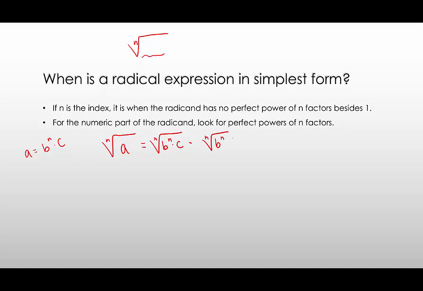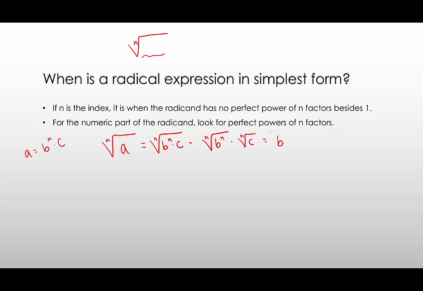At some point you get comfortable with these, and you can skip a few of these steps. I try to show them all, but when you get comfortable, start skipping by all means. And then the nth root of b to the n would be b. I am making an assumption here that b is non-negative.